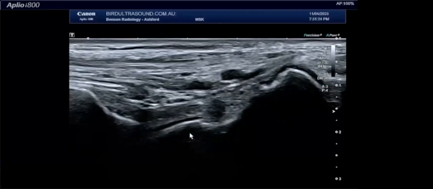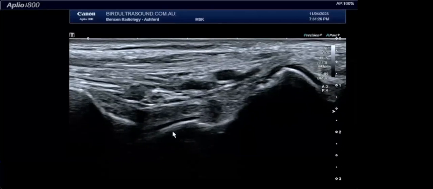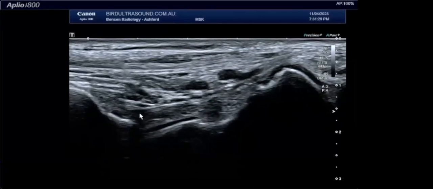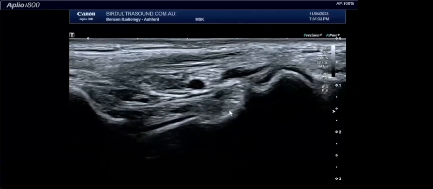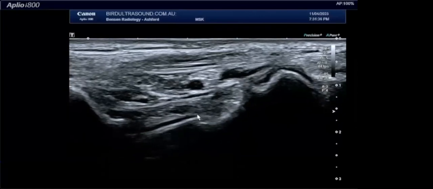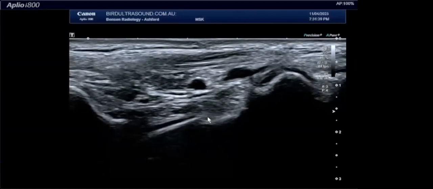You can see in this volunteer that we don't have any joint effusion whatsoever. We've just got a normal anterior ankle fat pad sitting in here. And even in the neck of the talus, which is this area here, it's devoid of any fluid. A little bit of fluid in this location is quite a normal variant. I wouldn't be concerned if I saw a small amount of fluid in that location.